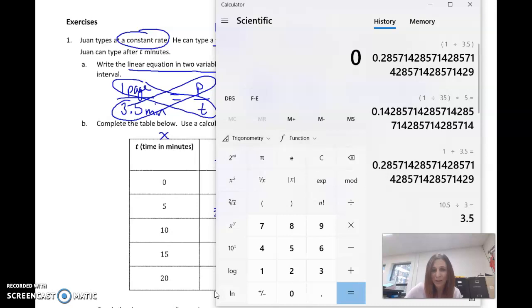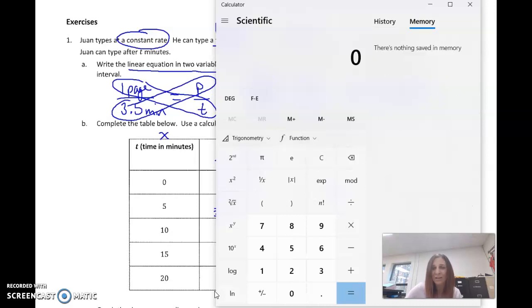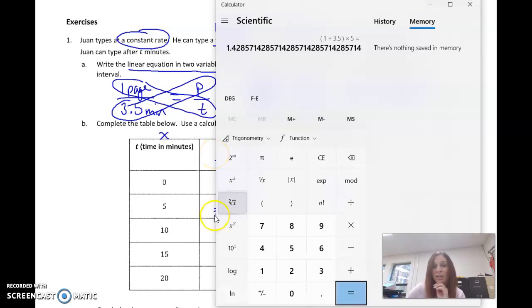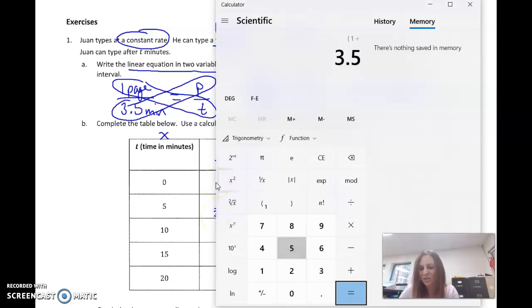Even though my calculator has nothing saved in memory. There we go. Try this again. Parenthesis, 1 divided by 3.5, close parenthesis, times 5. There we go. And you see it's about 1.4, 1.42. In your calculator, which is really nice, you have that saved in there so you can just keep changing it. I don't have that, so I might do one more here, and then I'll just go with the answers I've already come up with.